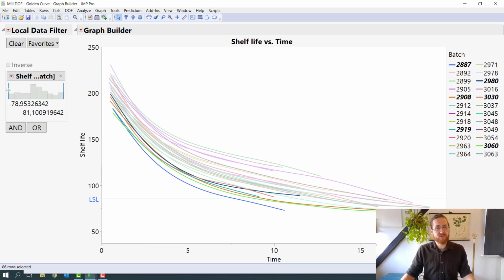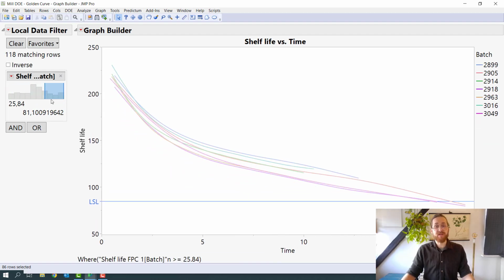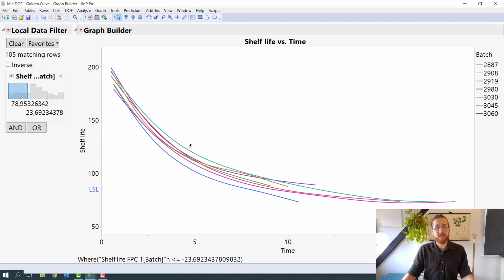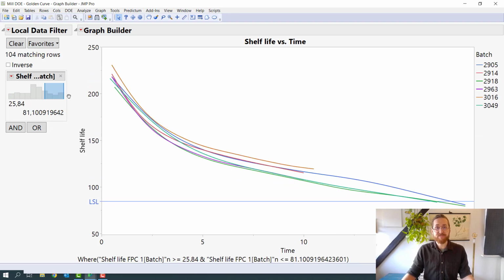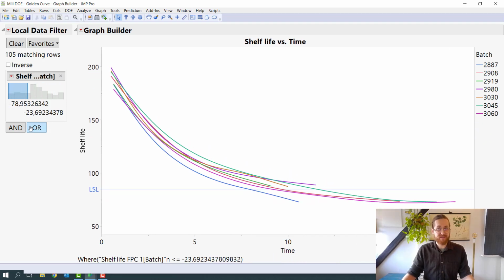So if I filter out all those curves that have a small amount of FPC1, you can see I'm getting these kind of curves that are optimal for me. They have the long shelf life. But if I'm getting curves with a low amount of FPC1, I have those curves that get me quickly into the lower specification limit and a shorter shelf life. So let's do that one more time. This is good. High FPC1 is good, and low FPC1 is bad.